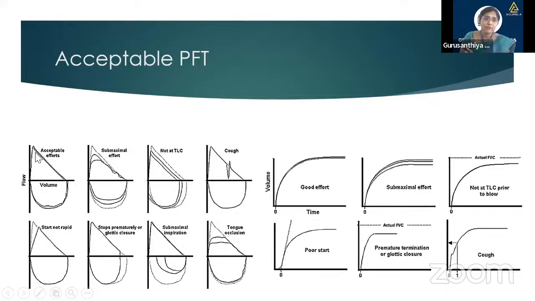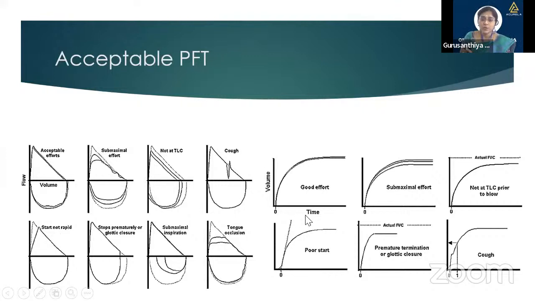See, the 2 FEV1s are very close to each other, with not more than 200 ml difference. This is an acceptable effort. Here, the patient has made only a submaximal effort compared to the normal one, and hence this PFT is not acceptable. In this spirogram, the patient has tried to cough in between, and hence it is not acceptable. The same goes for all these parameters. These spirometries are not acceptable.